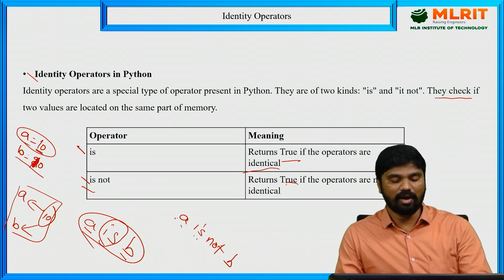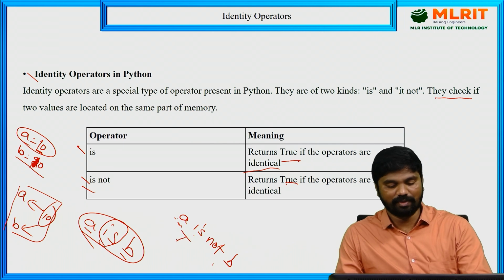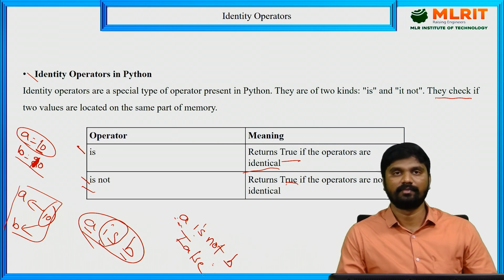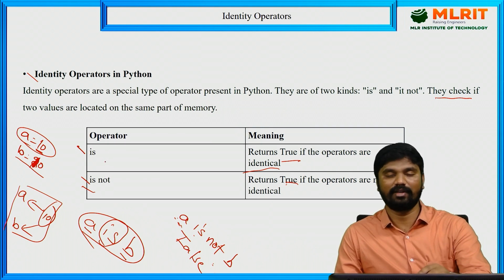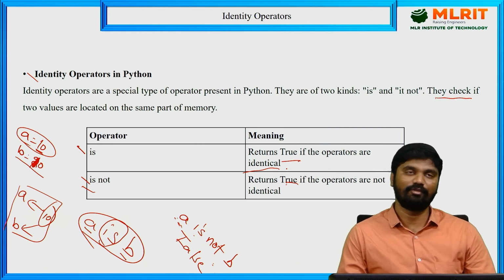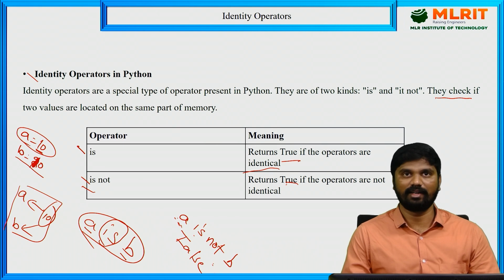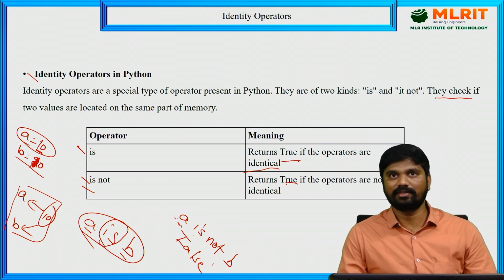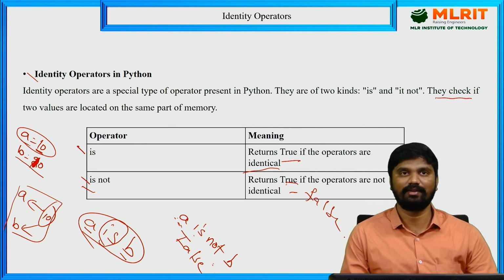these two operands are what? Identical, or these two objects are identical. That's why it returns false. So a little bit of confusion will be there here. Why? Because the is operator returns true if the objects are identical. Next, is not returns true if the operands are not identical, otherwise it returns false.